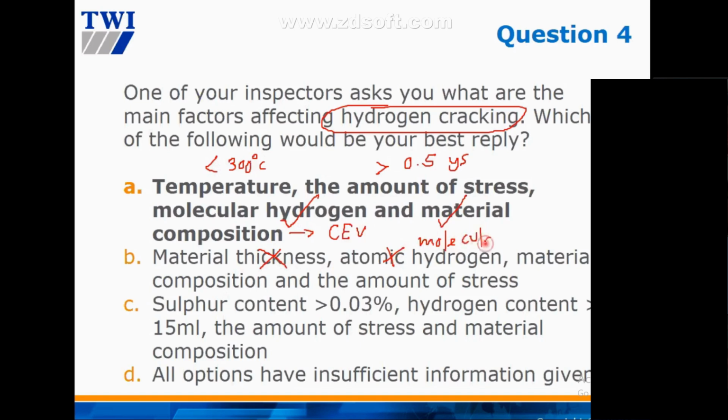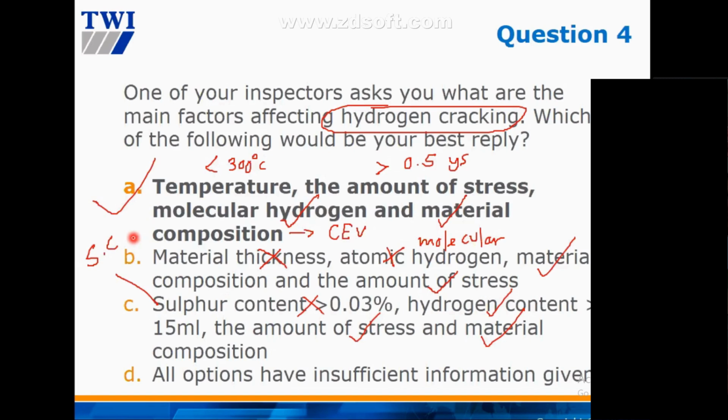Factor, yes. Atomic hydrogen is wrong because they ask for molecular. Molecule group, yes. Atom is single, it is not the factor. Right? Talking about the process of hydrogen crack. Material composition, yes. Amount of stress, yes. Sulfur, no. C is wrong. Sulfur is the factor for solidification cracking. Hydrogen content, yes. Amount of stress, yes. Material composition, yes. Right? So the answer goes to A only. That's the best answer. Got it?